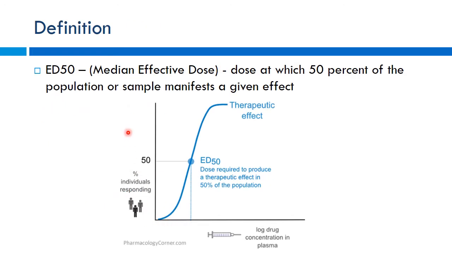So one of the first terms we'll see is the ED50, or the median effective dose. This is essentially the dose at which 50% of the population or the sample manifests that given effect, right? So when I start to give this drug, whatever the halfway mark is between the minimal effect and the maximal effect, that should be my ED50, okay? This is a very useful comparison point where we can compare different molecules together by looking at their ED50s, okay? Make sense so far?